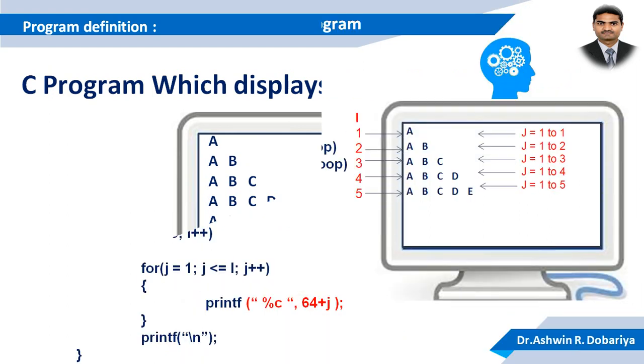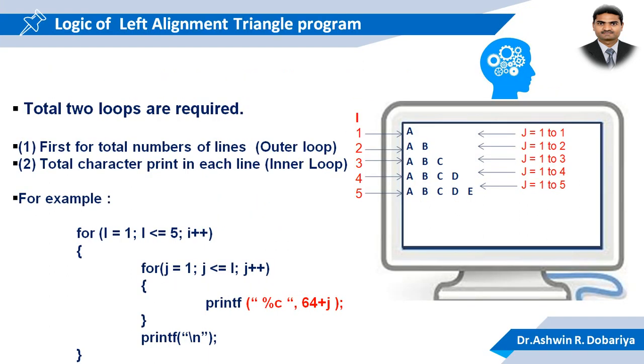So how can we think about the logic of that? As we already discussed in the previous video, whenever we think about the logic of any triangle, first we have to think about the number of loops. Here we require two loops, and we know that the outer loop always executes as per the number of lines. So in this program, how many lines do we want to print? 1, 2, 3, 4 and 5.